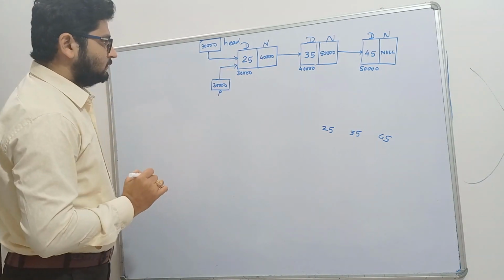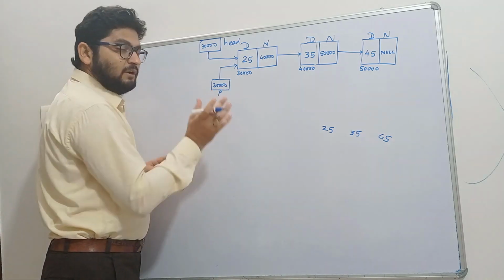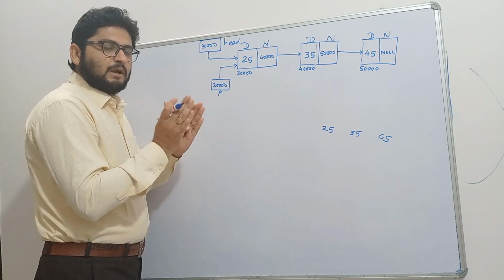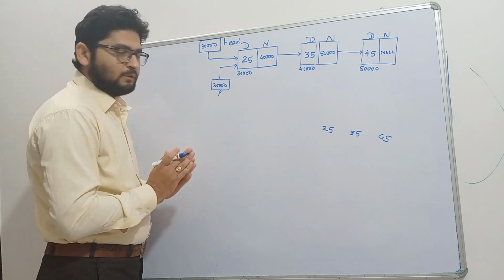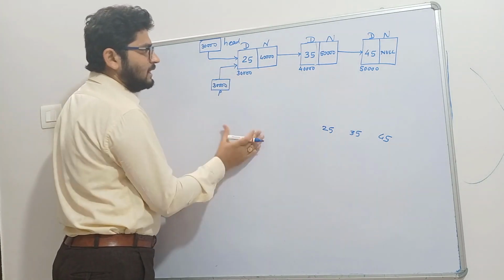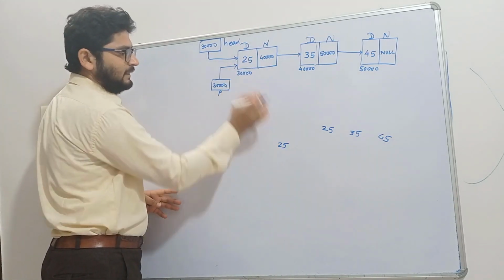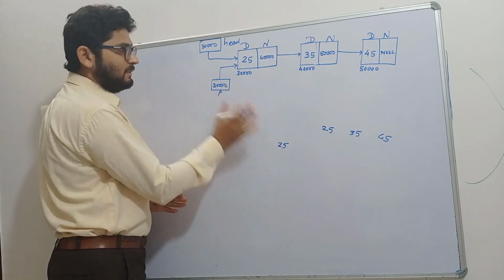Now what will I do? I will just print the data of the current node to which P is pointing. Now P is pointing to this node, so I will just print its data. That is nothing but 25. So I will print the data of the node pointed by P.